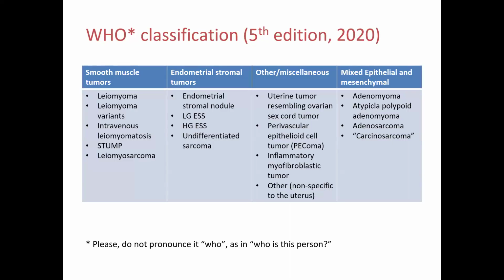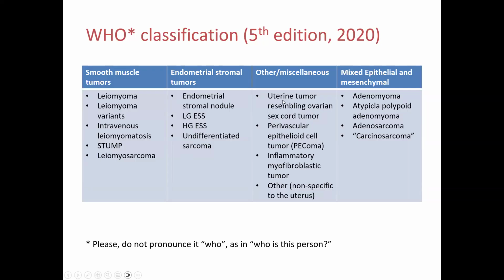Let us start from the beginning. The WHO classification, this is the most recent classification. Smooth muscle tumors: leiomyomas, leiomyoma variants, intravenous leiomyomatosis, leiomyosarcoma. Endometrial stromal tumors: the absolute benign end is endometrial stromal nodule, and then you have the low grade and the high grade ESS. Sometimes we can't even make that distinction, so we just call it undifferentiated sarcoma.